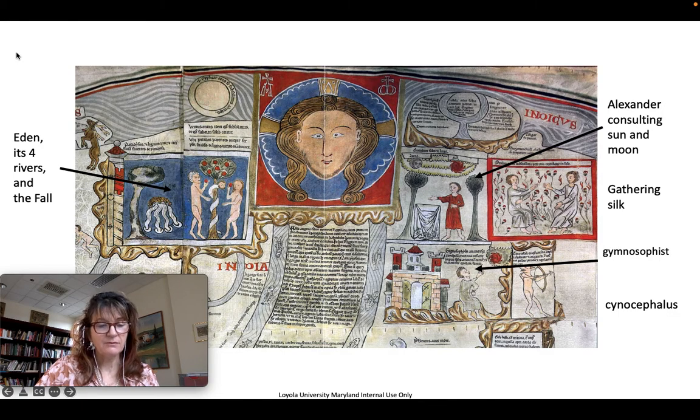Like I said, at the top of these maps, you usually have Christ, and somewhere close by, the Garden of Eden, which we see here. This section, again, would be Asia on the right, and we see women gathering silk. You see Alexander the Great consulting the oracles of the sun and moon. And here we have also a couple of these strange creatures that we'll find in Africa in just a bit. The gymnosophist, who stares at the sun like your parents always told you not to do, and the cynocephalus. This is my favorite. These are the dog-headed people.